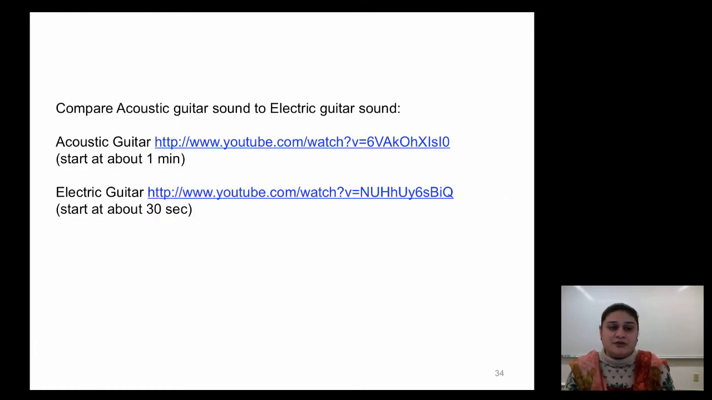So now let's compare acoustical guitar sound to an electrical guitar sound. So we will start with the acoustical guitar sound first.